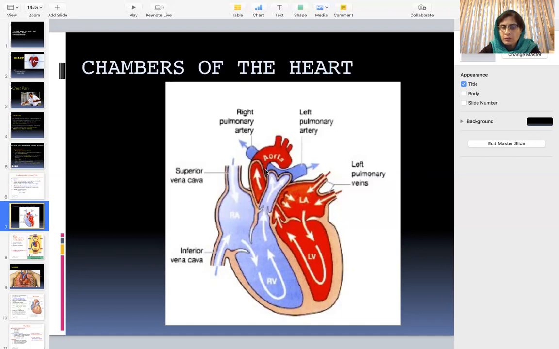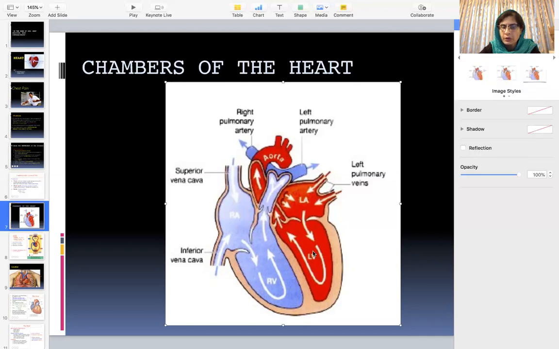So the oxygenated blood coming from the lungs goes into the left atrium, into the left ventricle, and is pumped through the aorta to the general circulation. Then the deoxygenated blood comes back through the inferior and superior vena cava into the right atrium, into the right ventricle. Through the pulmonary artery, the deoxygenated blood goes to the lungs for oxygenation. So this is all about the movement of blood through the different chambers of the heart.